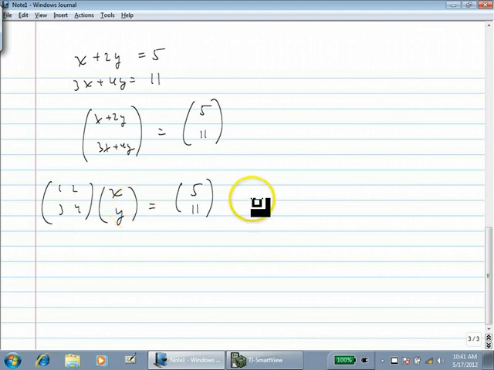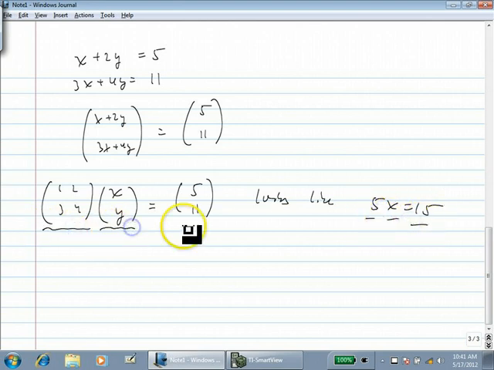Now this looks a lot like something like 5x equals 15. Here I have a number, a variable, a number. Here I have a matrix, a variable, another matrix. Now we know to divide both sides by 5, but let's say there's no division, there's only multiplication. Well then, we multiply both sides by the multiplicative inverse of 5. And I get 1x equals 3, or x equals 3, because 1 times x is x.